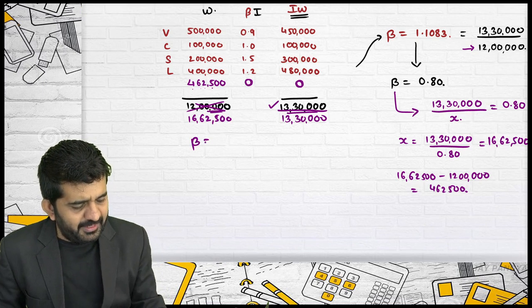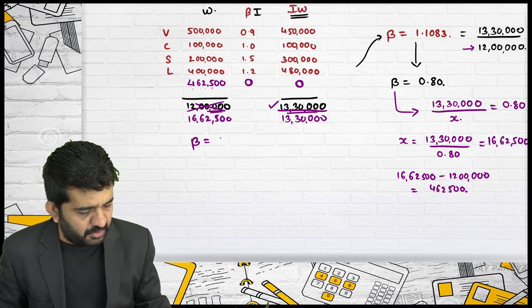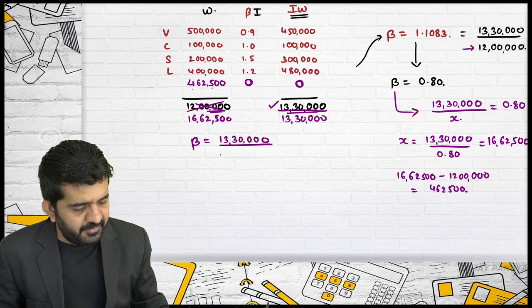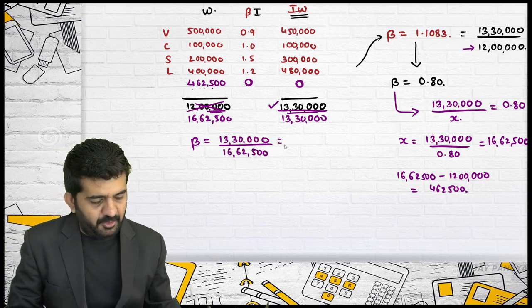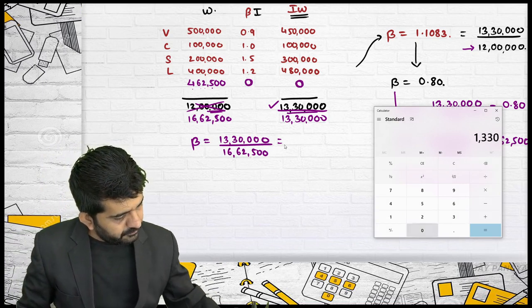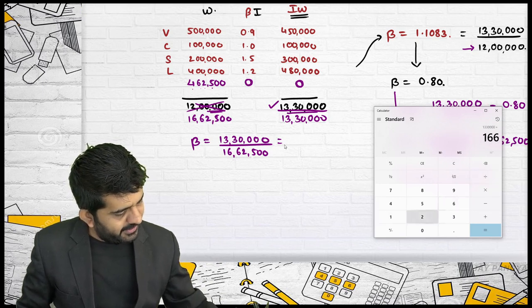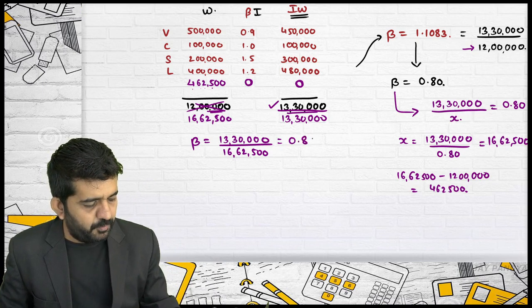So my new beta after adding this security, that is 4,62,500, is 13,30,000 divided by 16,62,500, and believe me, the answer will be 0.8. 13,30,000 divided by 16,62,500 is nothing but 0.8.